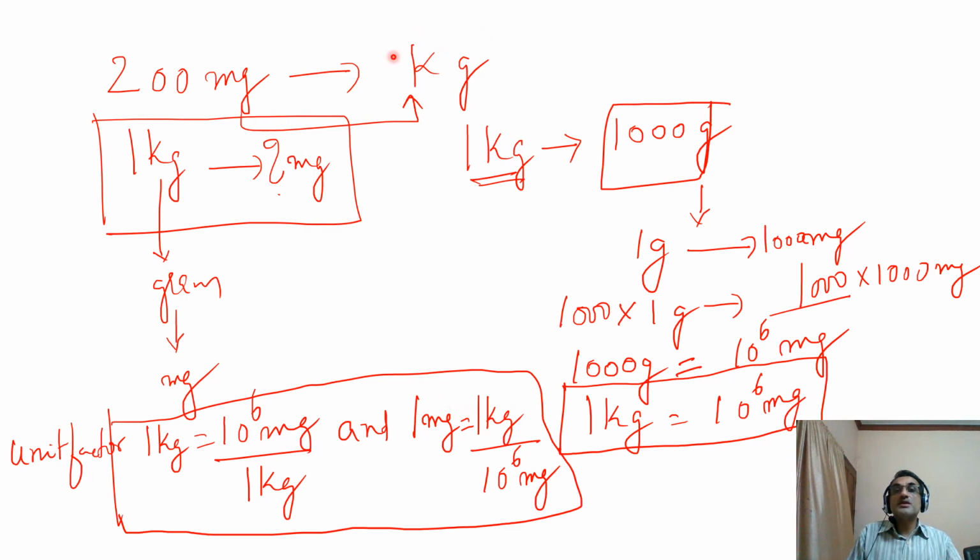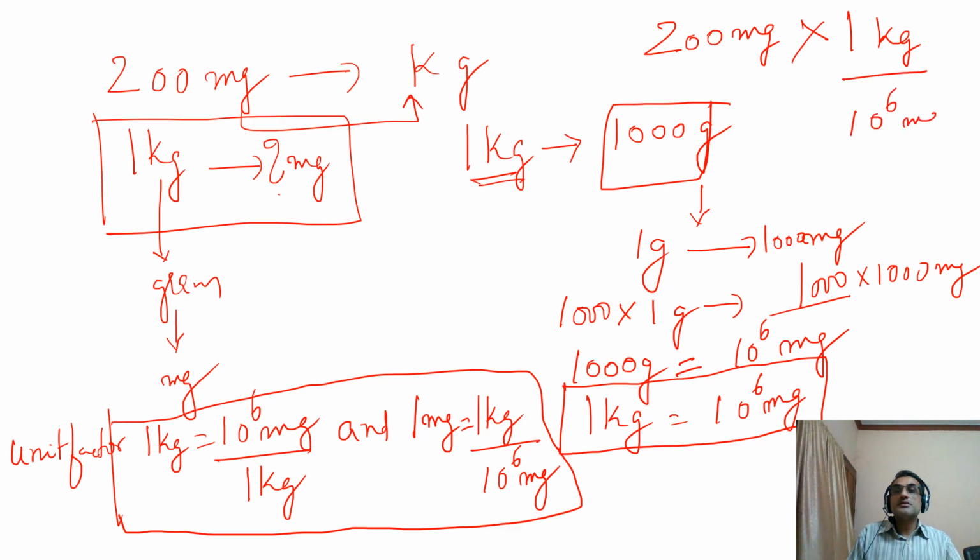Definitely the final answer which I require is in kilograms. So I'll select that unit factor which contains kilogram in the numerator. So I'll go for it. I'll multiply 200 milligrams by, here the kilogram is present in the numerator, so I will select that, 1 kilogram divided by 10 raised to 6 milligrams. So that will be equal to, milligram and milligram will cancel, 2 into 10 to the power of 2 multiplied by 10 raised to minus 6 kilogram.